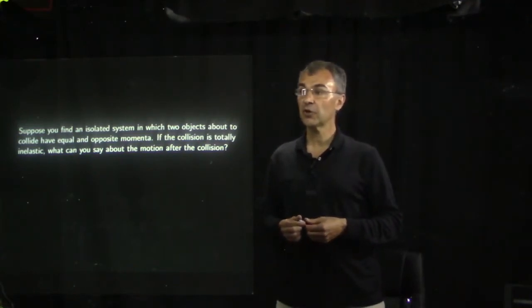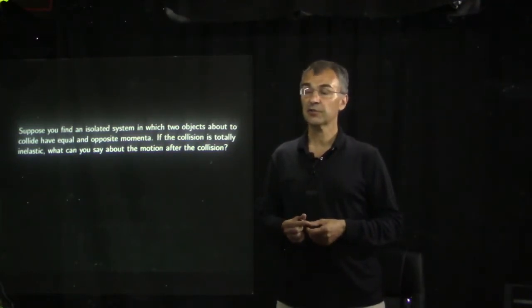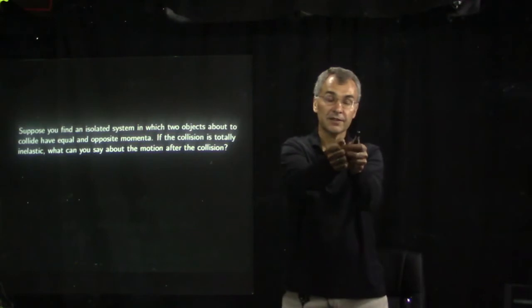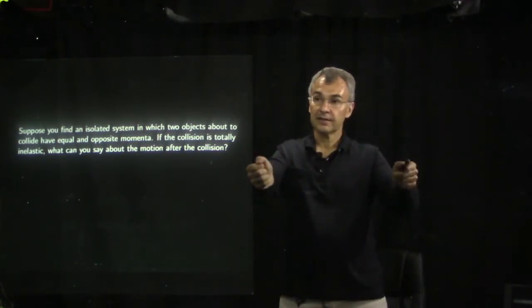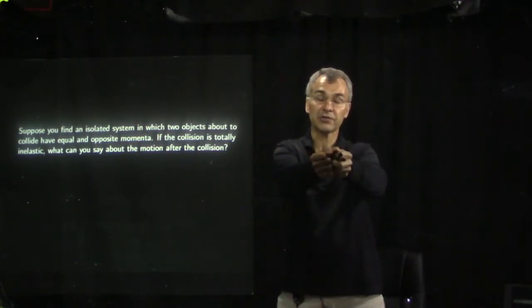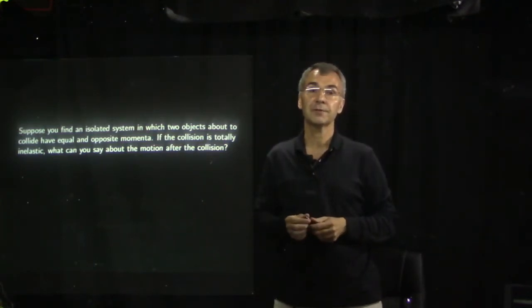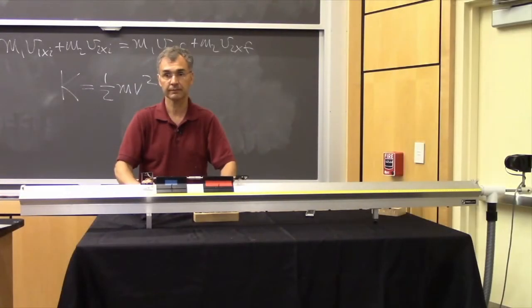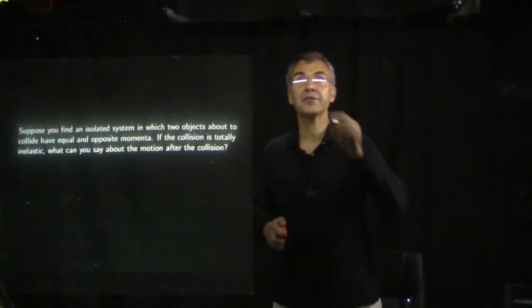Now, if the collision is totally inelastic, then the relative speed of the two objects will be 0 after the collision. So not only is the total momentum of the system 0, but the relative speed of the two objects is 0. The only way that can be true is if the system is at rest. Both objects are at rest. You could do that with math if you wanted to.